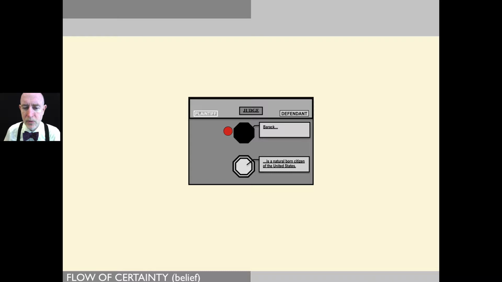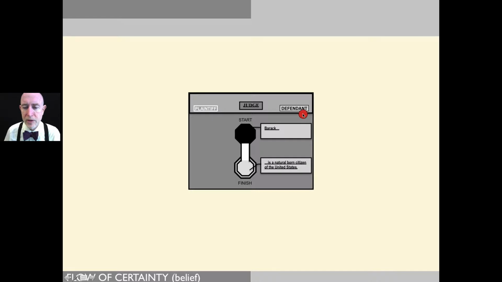So we're starting with Barack as the subject, and is a natural-born citizen of the United States. This is a format following connecting the dots. Now the dots, remember, are not full sentences. In this scenario, we've got a judge, a plaintiff, and a defendant. Here, the defendant is making the claim, this is their conclusion, that Barack is a natural-born citizen of the United States.